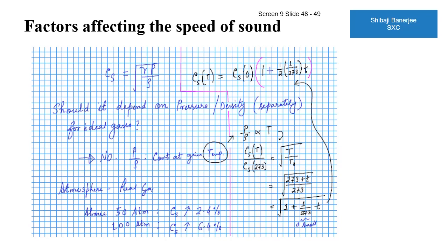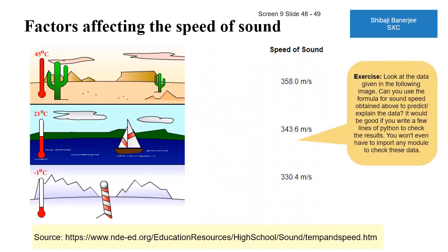The nature of variation is indicated in the first expression that appears to the right of the vertical separator on the page. In the expression, T is the temperature in the Celsius scale, not in kelvins. Proof of the formula follows. The point in converting to the Celsius scale serves to illustrate the fact that the change is slight but significant. Exercise: look at the data given in the following image. Can you use the formula for sound speed obtained above to predict or explain the data? It would be good if you write a few lines of Python to check the results. You won't even have to import any module to check these data.